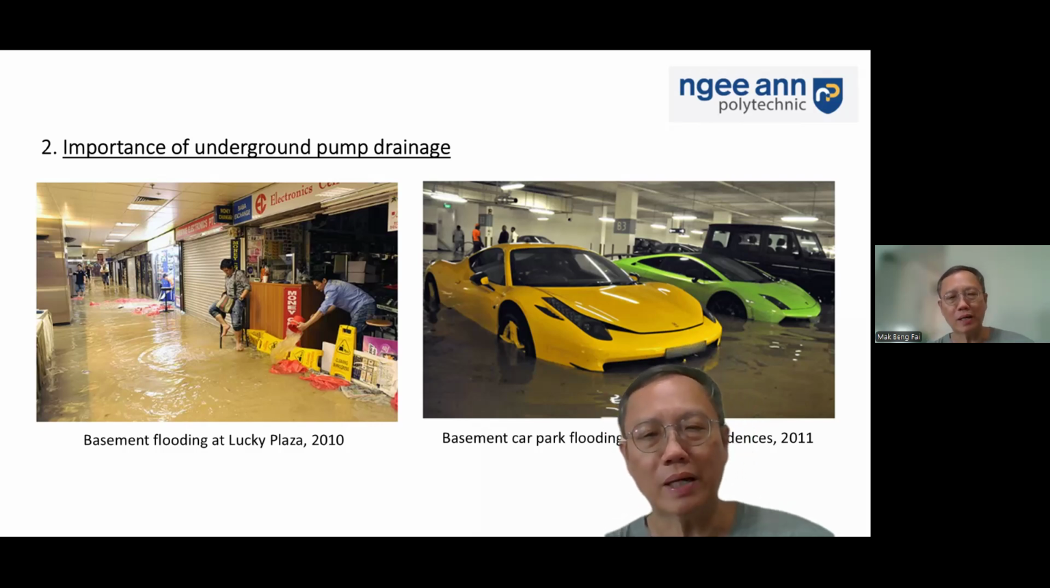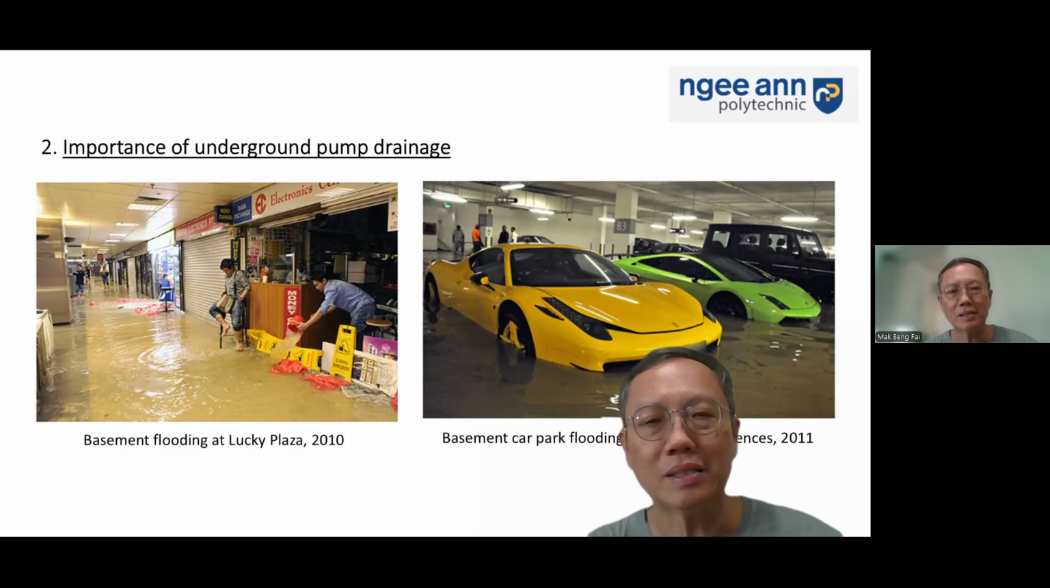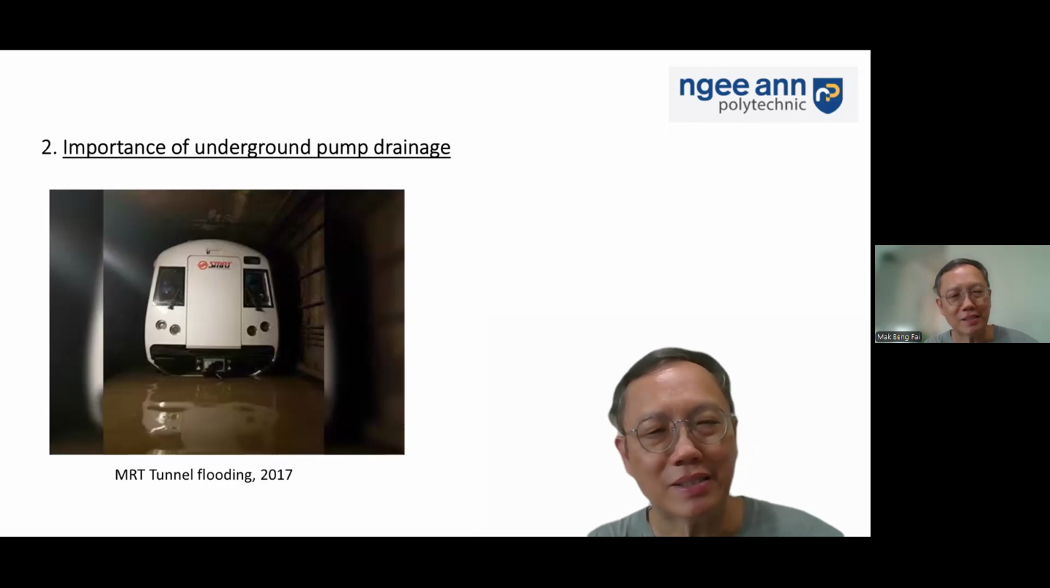And also, you look at this condo here, there's this car park. Well, a lot of expensive cars are affected by the flooding. Now, even the MRT tunnels are not exempted from this.